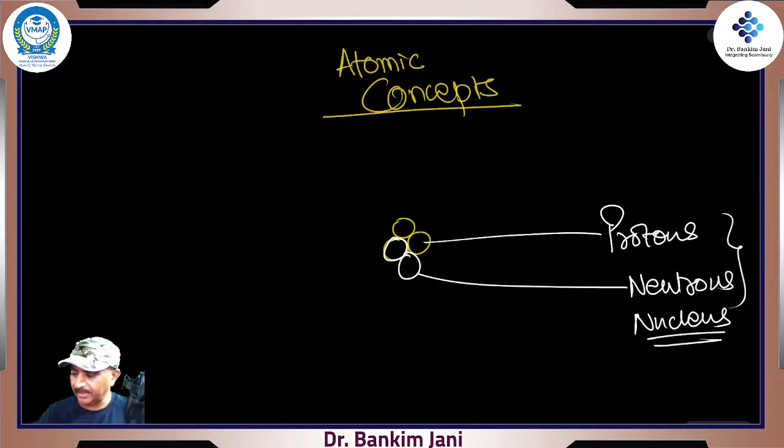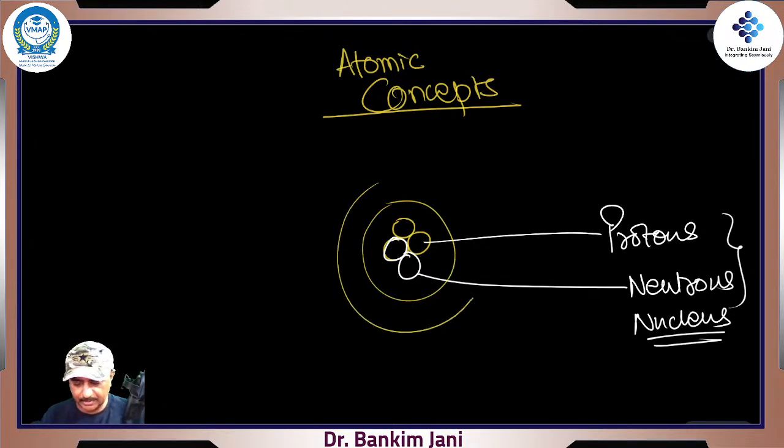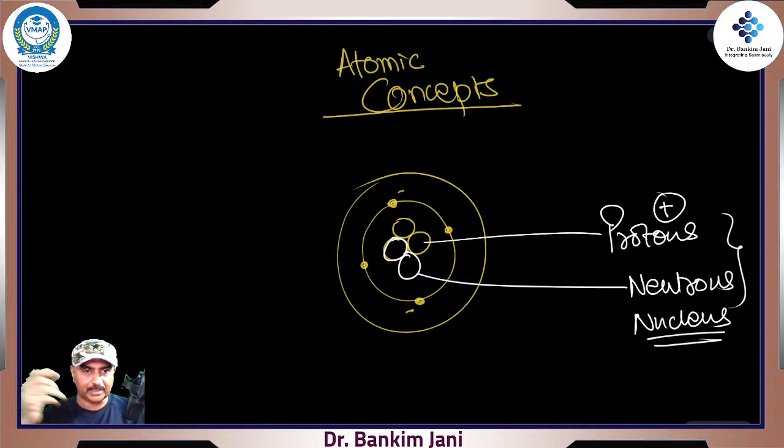Surrounding it, there are orbits, and these orbits have electrons. The protons are positively charged, neutrons have zero charge, and the electrons are negatively charged. So there is the first orbit, the second orbit, and in those you keep getting all those electrons the way they move.